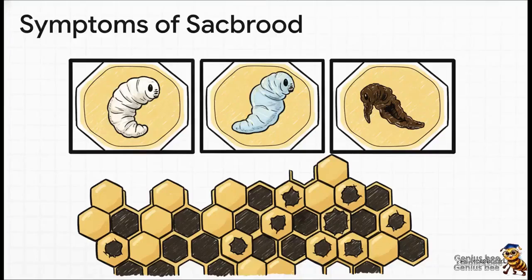So when a larva gets infected, its body swells up into this little fluid-filled sac, which is just as fragile as it sounds. After the larva dies, it dries out and becomes this dark, brittle, scale-like thing at the bottom of the cell. For you, the beekeeper, the big sign is a spotty brood pattern. You'll see these irregular, sunken holes in the capped cells. It's a clear sign something is very wrong.